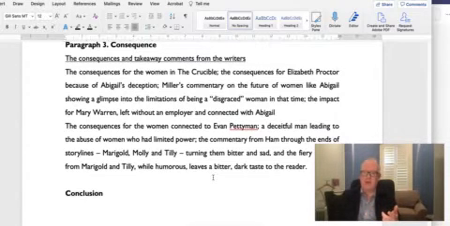But then think about the consequences of women connected to Evan Pettyman. So, a deceitful man leading to the abuse of women who had limited power. The commentary from Ham through the ends of the storyline: Marigold, Molly and Tilly.